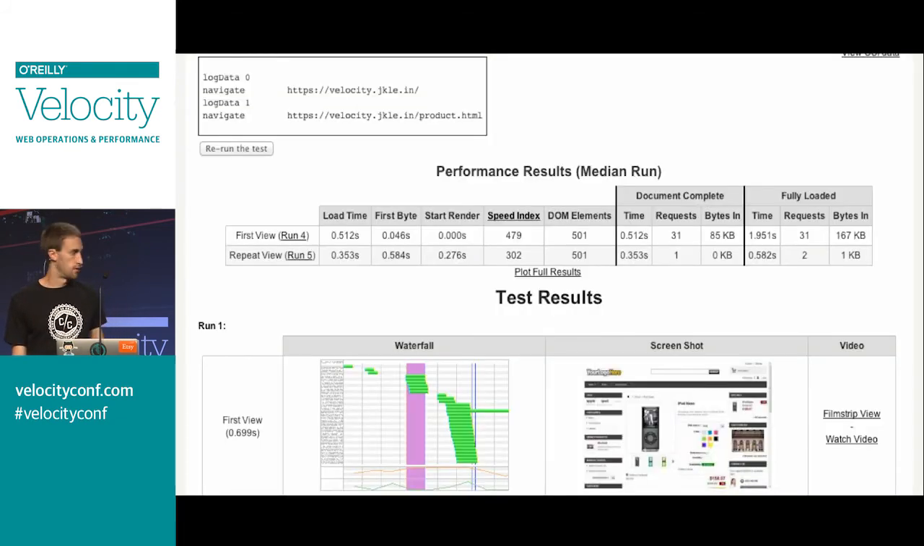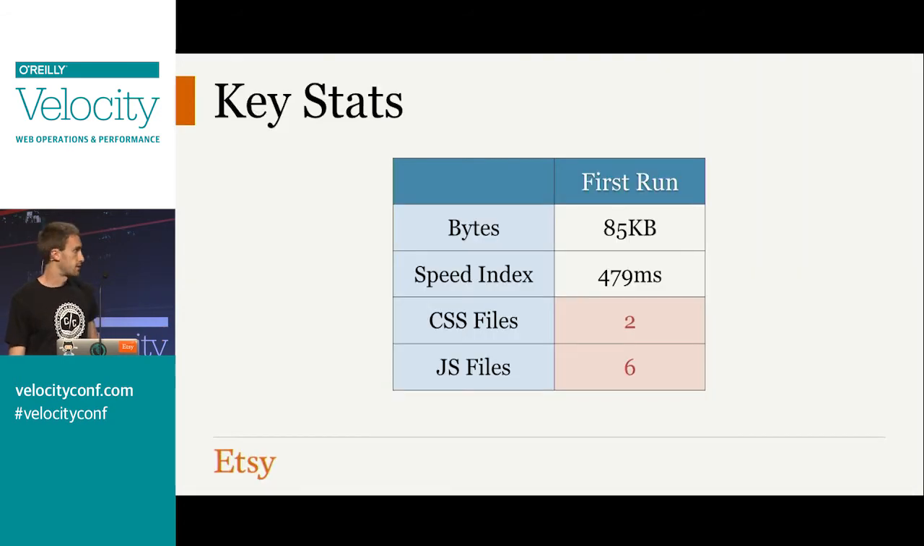So this is the result before I added any prefetching. And it looks like this. 85 kilobytes, which is pretty low, but again, someone's already seen the home page and then they've gone to a product page, so they've gotten the core site CSS and the core site JS, so they're only pulling down a few images on this page. Speed index is half a second, but we're still downloading 2 CSS files and 6 JS files. That seems like maybe a lot when we have prefetching available to us.